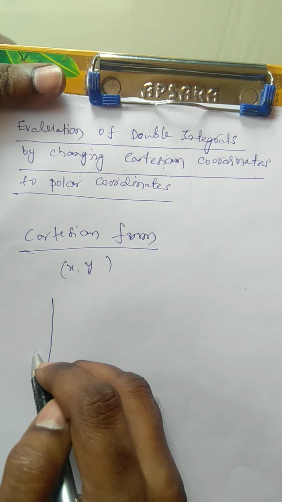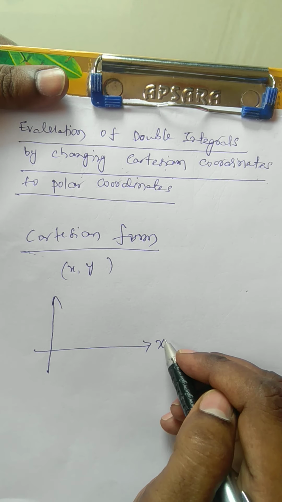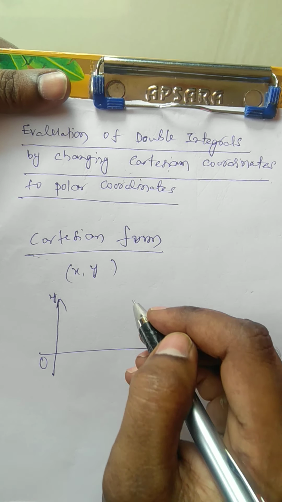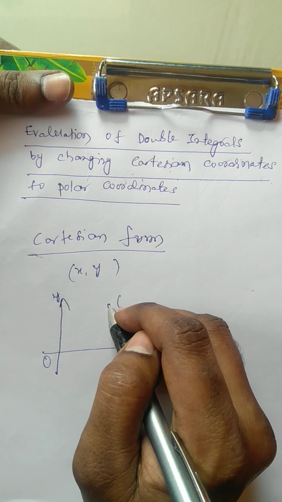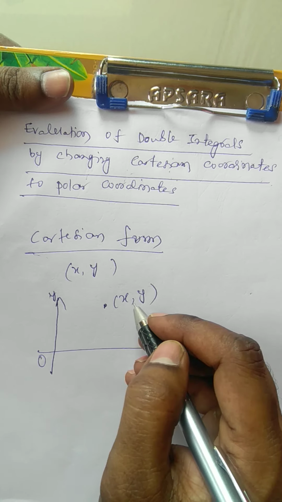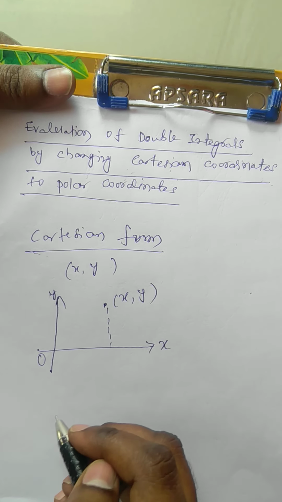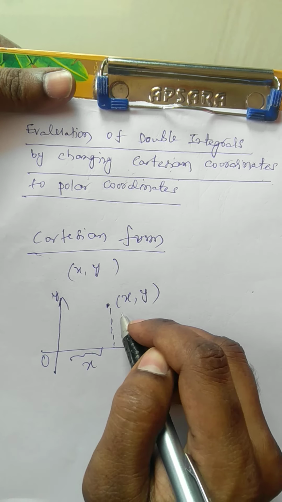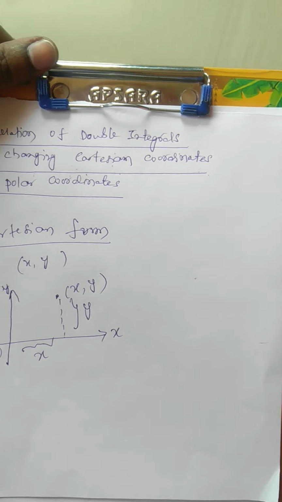If I take the coordinate plane, this is the x-axis and this is the y-axis. This is your origin. Any point in the coordinate plane is of the form x comma y in Cartesian, right? Now, what about this x and y? First, I'm drawing a perpendicular to the x-axis. Now, x is nothing but this distance, y is nothing but this distance. Now, corresponding to that, we'll see the polar form.